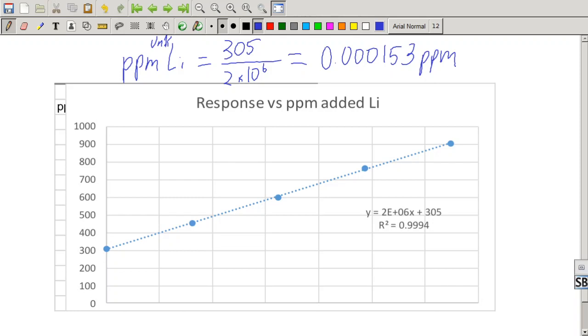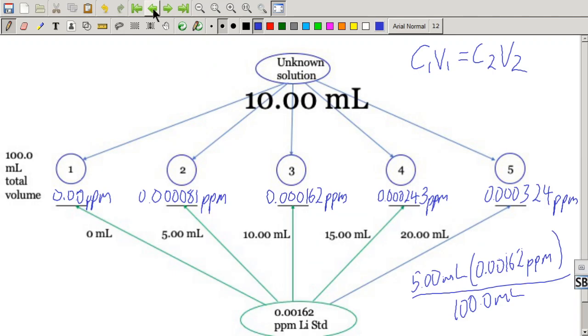Okay. 0.000153 ppm. Okay. That's what's in the 100 milliliters of solution. Now, let's think back. How do we make that? So according to this, oops, I've got that wrong. There's a third zero in there. This is our amount of lithium from the unknown. What's the concentration of lithium in the known? Or, excuse me, in the actual unknown solution?